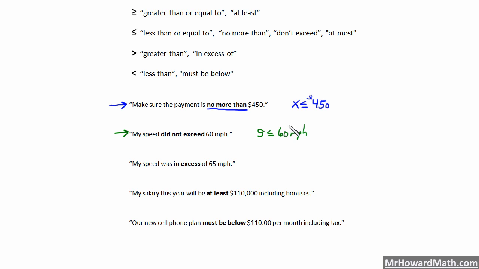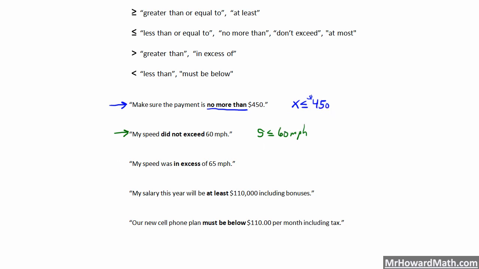That's what this means. I want to go back to this one real quick too. When we say no more than $450, that means $450 for our payment is okay. $450 and 1 penny is not okay for this statement. But $450 or $449.99, all of those are okay. Anything no more than $450. So $450 is okay, or anything below it.